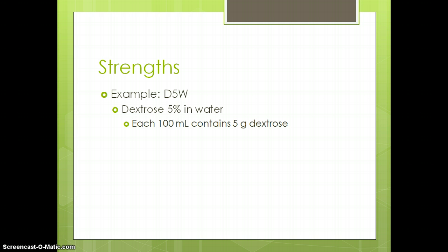When you see D5W, for example, this is dextrose in water. And what this means is out of every 100 milliliters, there's 5 grams of dextrose. So when you see that, you will know what it's made of and how much solute is in the solvent.